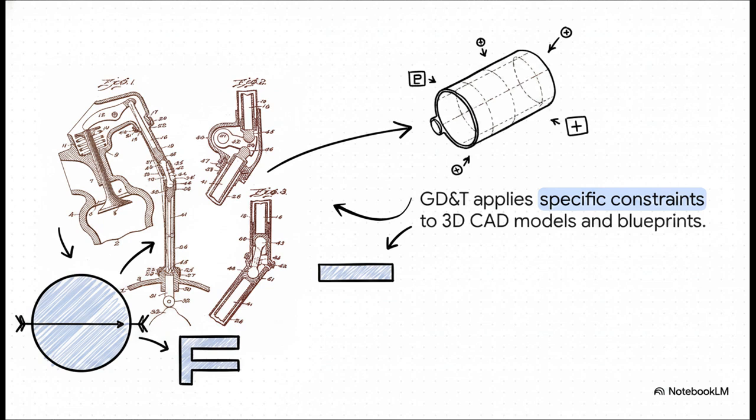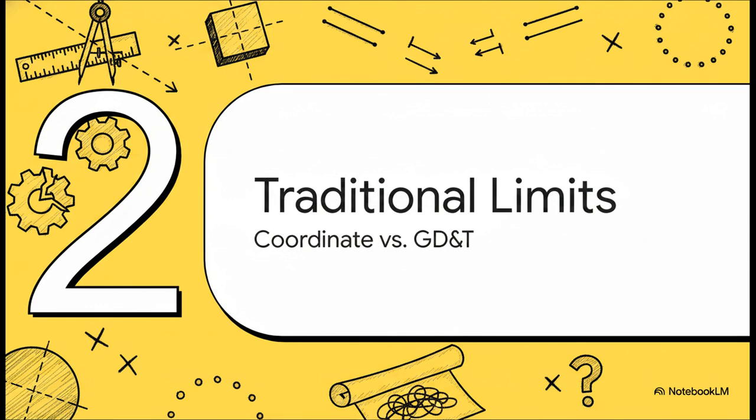You get rid of those lengthy, confusing paragraph notes. Instead of writing a novel trying to explain that a valve needs to sit perfectly straight inside a housing, you just drop in a universally understood symbol. That's it. Everyone, from the designer to the machinist making the chips fly to the inspector, immediately knows the exact constraints. Moving on to Section 2, let's compare traditional tolerancing with GD&T.